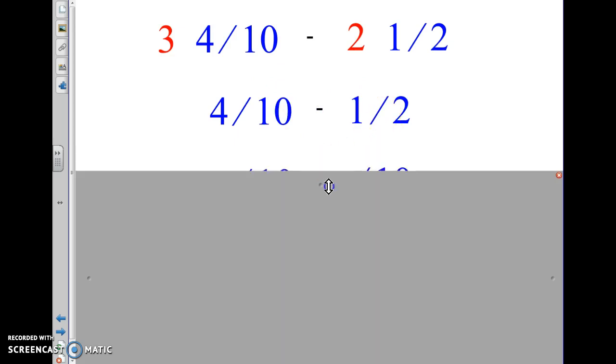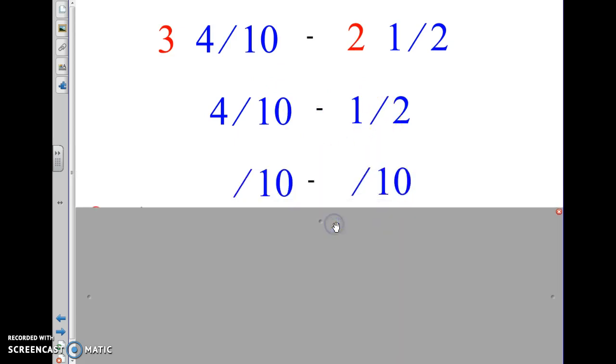Again, I can't subtract tens and halves. I have to make them a common denominator. So a common multiple of 10 and 2 is 10. 10 is a multiple of 10 and it's a multiple of 2. So 4/10 is already in tenths, right? I'm just going to leave that. So 4/10 is equivalent to 4/10, obviously. And then for 1/2, 2 times 5 equals 10, so 1 times 5 is going to give me 5.